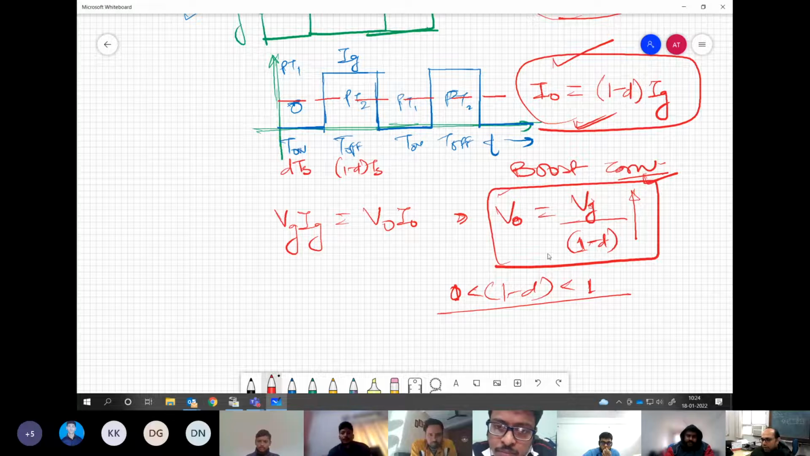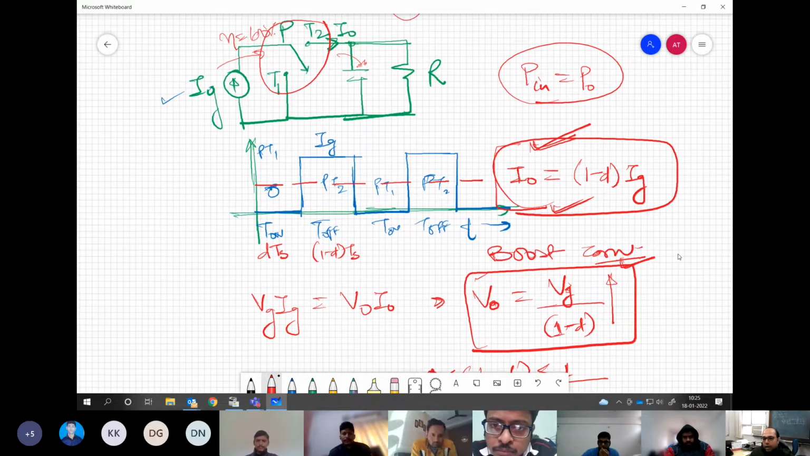Why? Because it is operated as a current buck converter. There is no extra power source, there is no extra energy that is coming from anywhere. It is a simple power balance that we are dealing with, and this is true always, whether the converter is operating in continuous conduction mode or discontinuous conduction mode or any other mode.